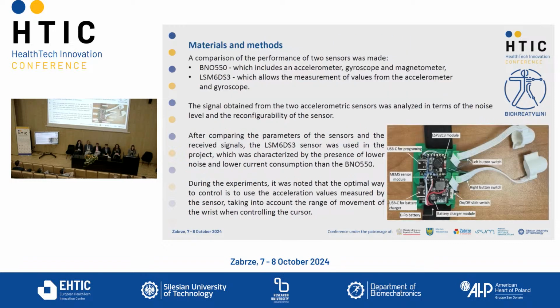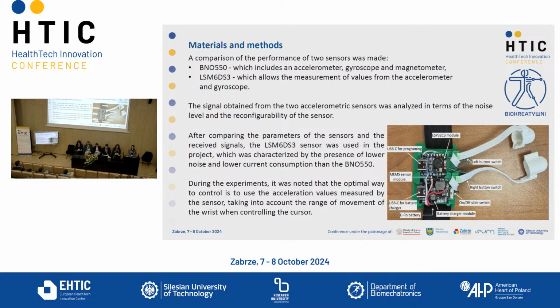Before selecting the components, a comparison of the performance of two sensors was made. The signal obtained from the two accelerometric sensors was analyzed in terms of the noise level and the reconfigurability of the sensor. After comparing the parameters of the sensors and the received signals, a sensor with less noise and lower power consumption was used. During the experiments, it was noted that the optimal way to control is to use the acceleration value measured by the sensor, taking into account the range of movement of the wrist when controlling the cursor.